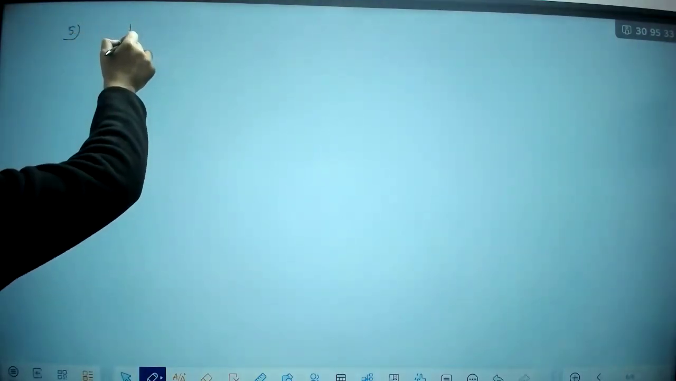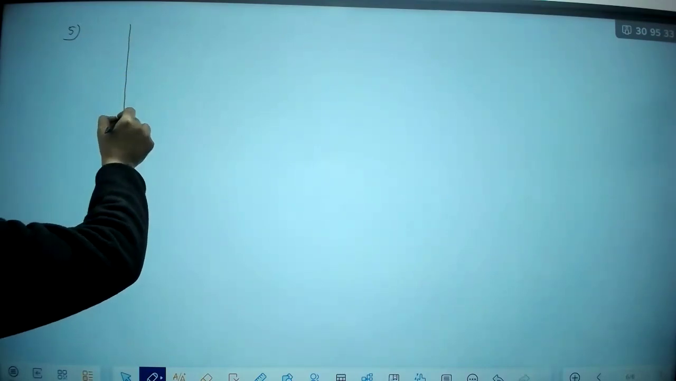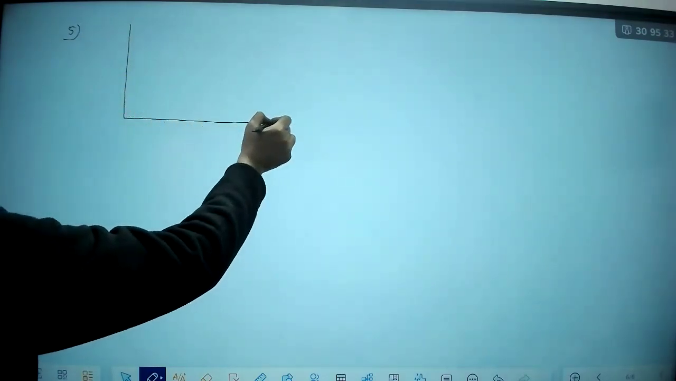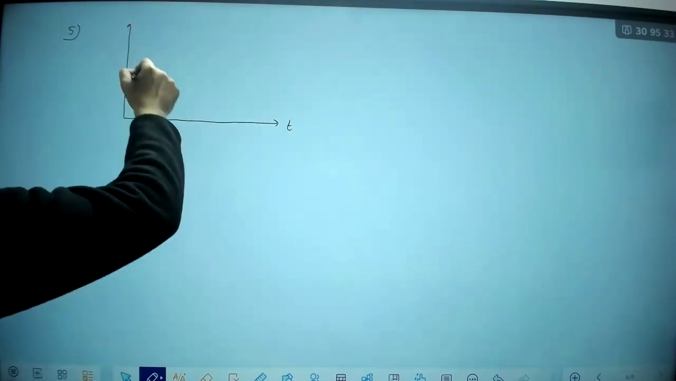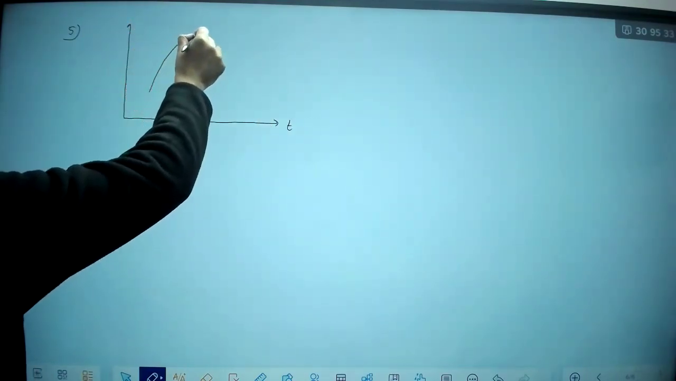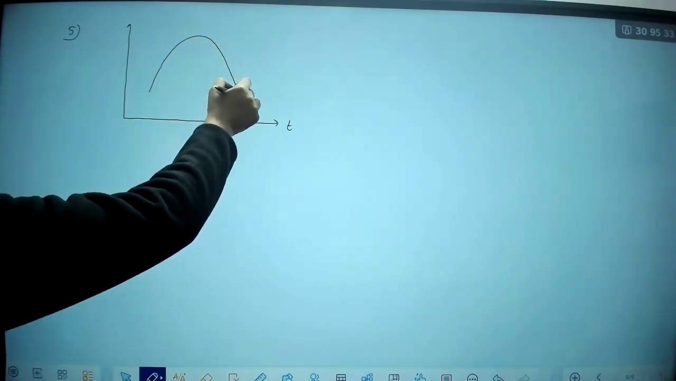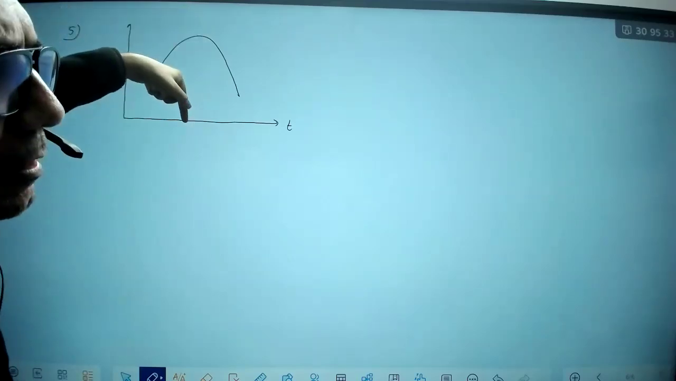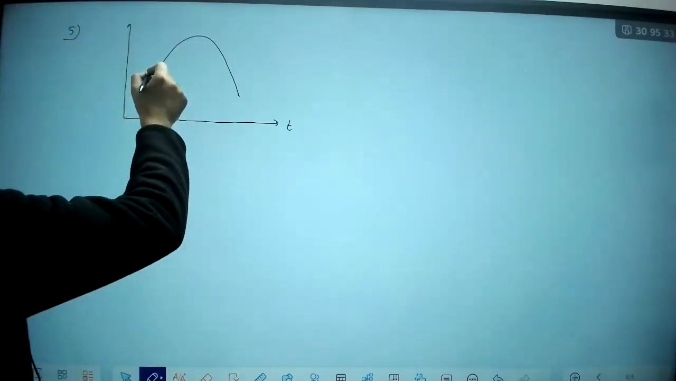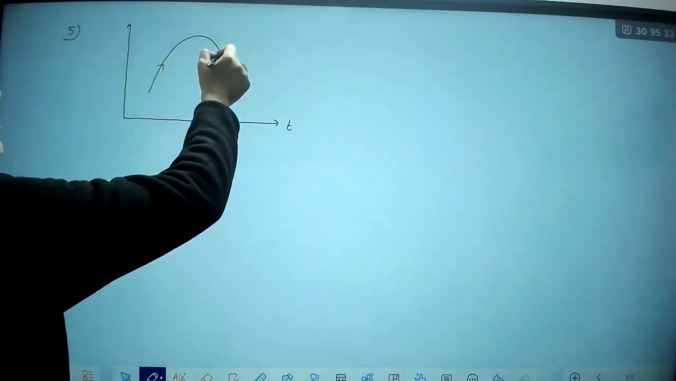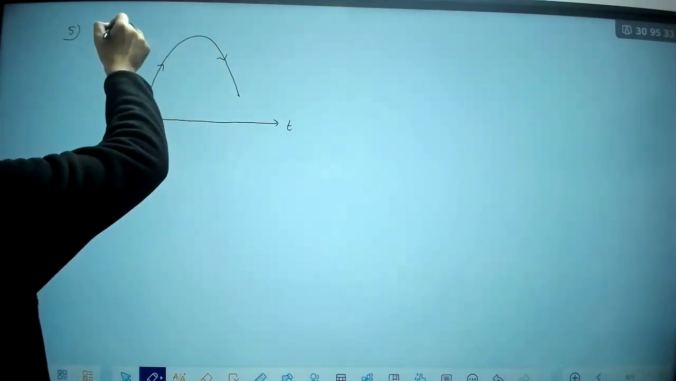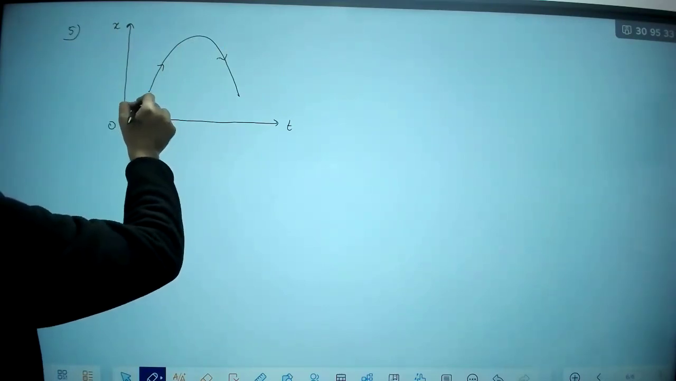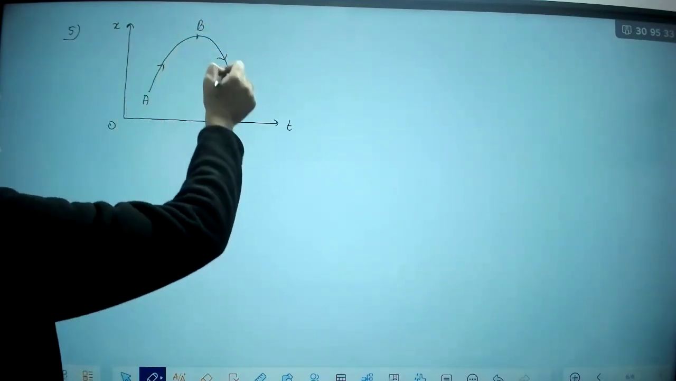Now, there may be an opposite situation. This is, I think, the fifth, if I'm not wrong. If you are plotting a graph between x and t, and your graph is something like this, now it is opening in the downward direction. So the radius of curvature is negative. If you draw its radius of curvature, it will be in the downward direction. Here x is the axis and this is 0. You are writing A, then B, and then C.